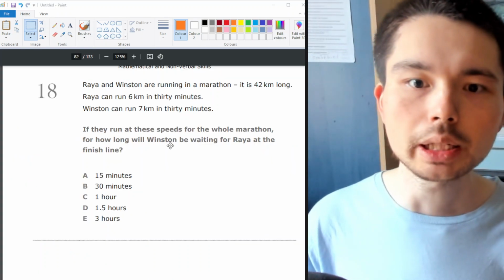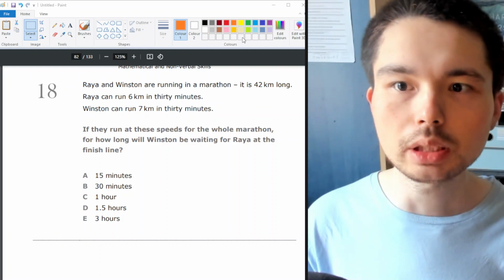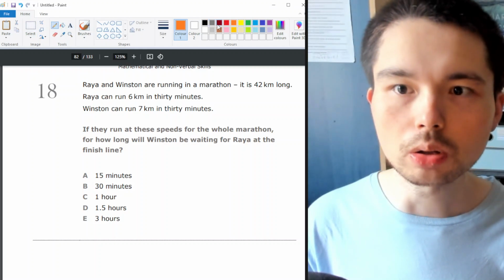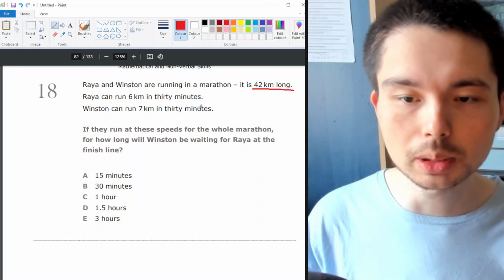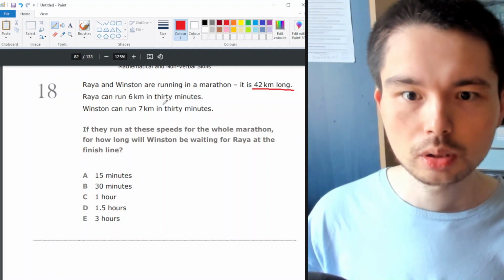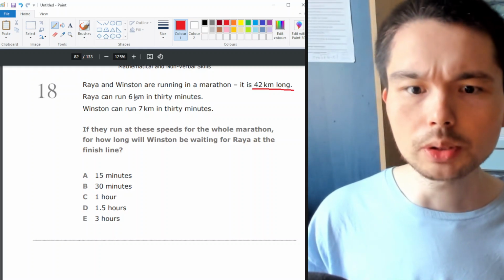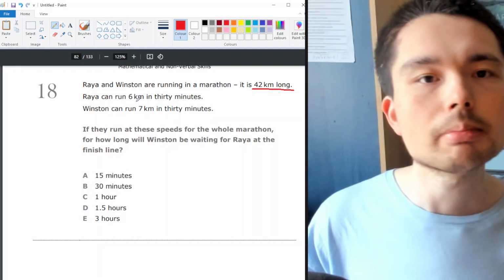Question 18. Raya and Winston are running in a marathon. It is 42 kilometers long. Underline the important numbers. That is a skill. Raya can run 6 kilometers in 30 minutes. So already you should be thinking of hours. Should I put that straight away? Maybe later.